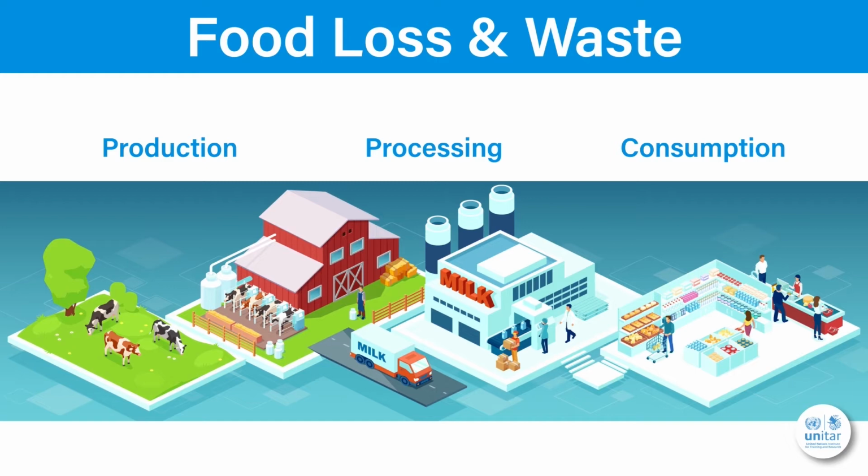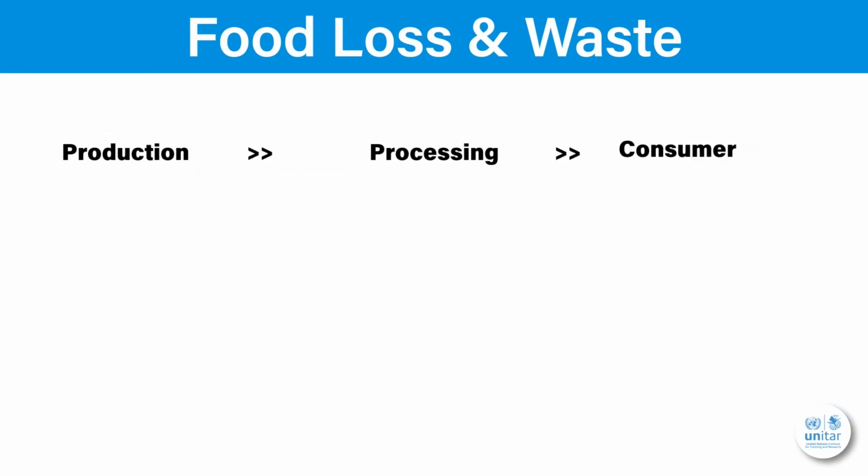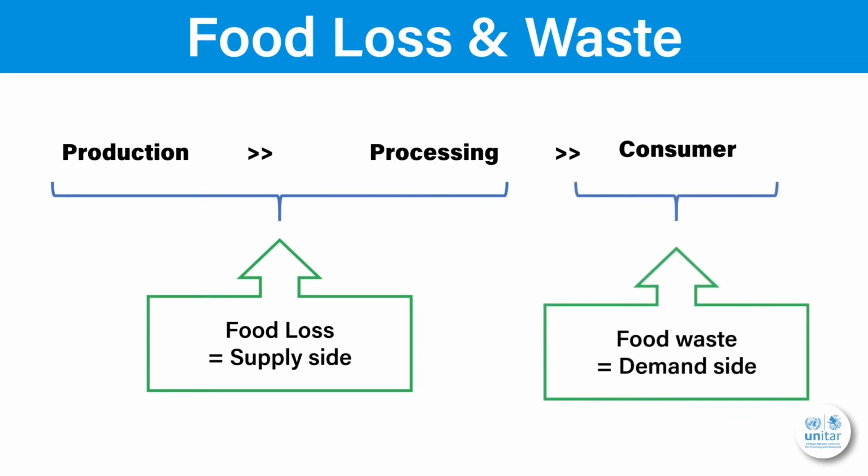Before we carry on, let's take a moment to clarify some definitions. You might have noticed that we always say food loss and food waste. But what is the difference? Food loss occurs during production and processing. It deals with the supply side of the market. Food waste, on the other side, occurs on the demand side of the supply chain and focuses on retail and consumer.